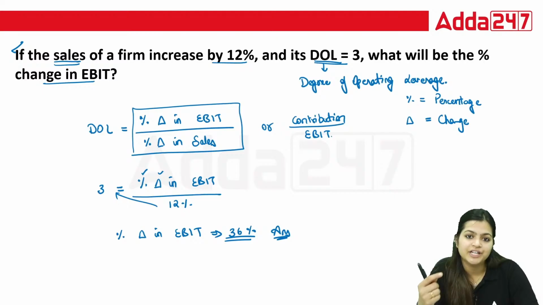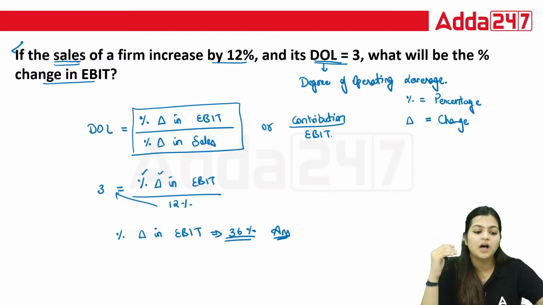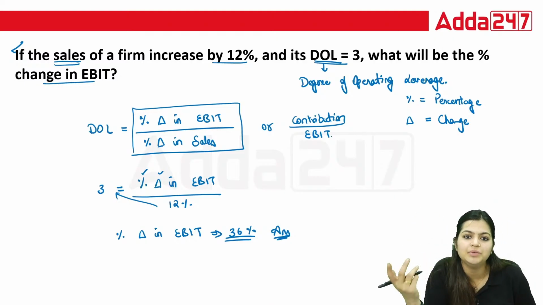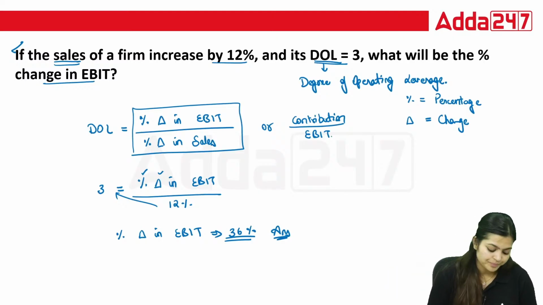Here we are making a relationship between your sales and your EBIT. Means if your sale amount changes, how much change you can see in your EBIT. Correct? So this is what we are going to denote from this. So this is a second numerical question.